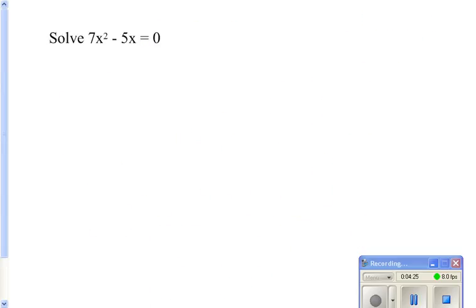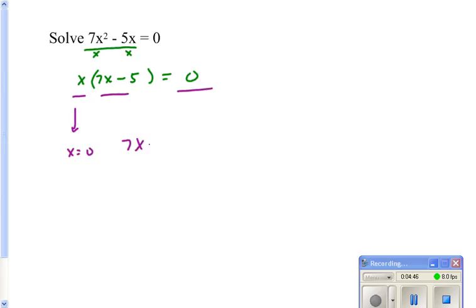Now let's look at one that doesn't have a c. There is no c value here, so I can factor out an x. Factor out means divide. I'm going to divide out an x. I know y'all say take out, but take out's Chinese food. And the only way I can multiply to get 0 is if one of them is 0.